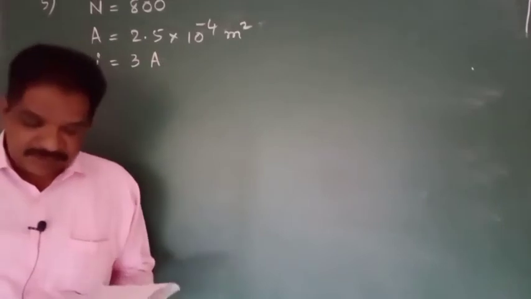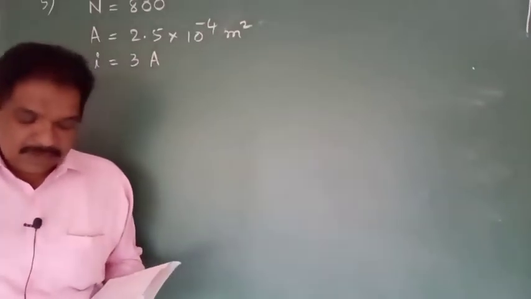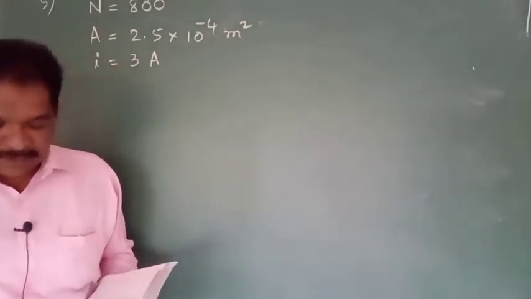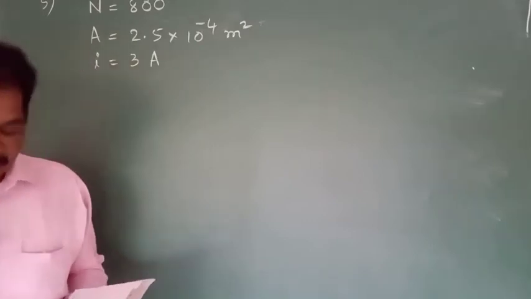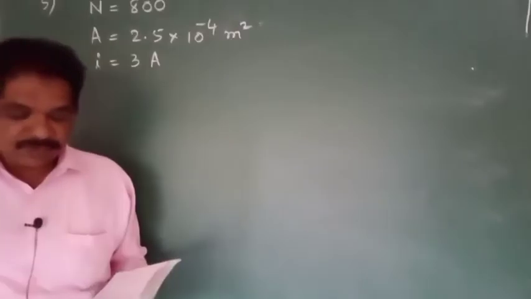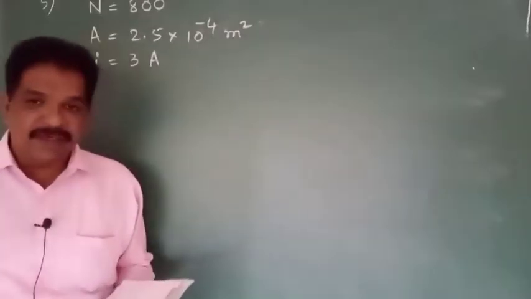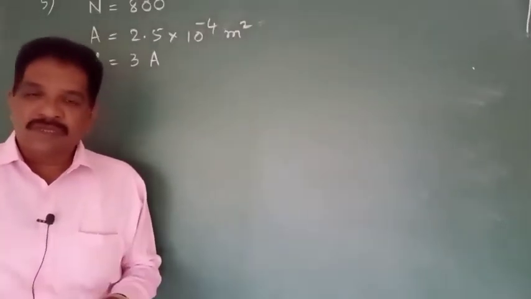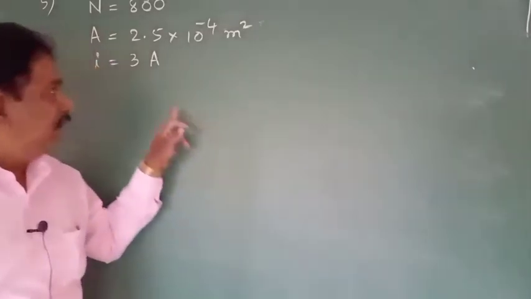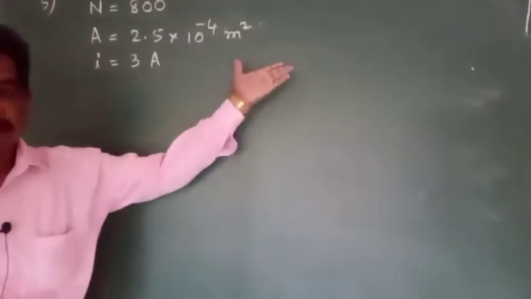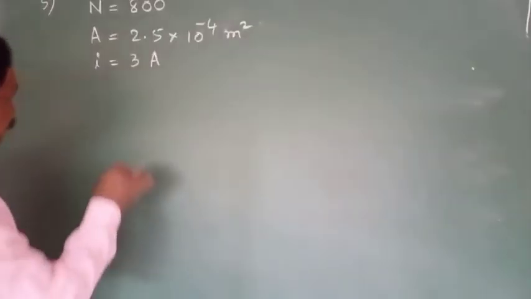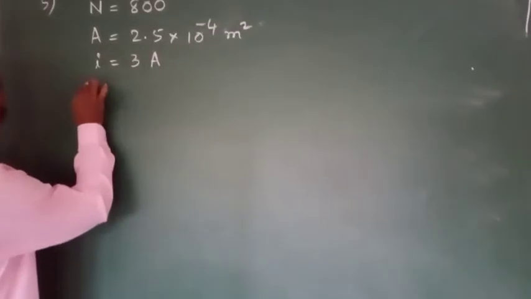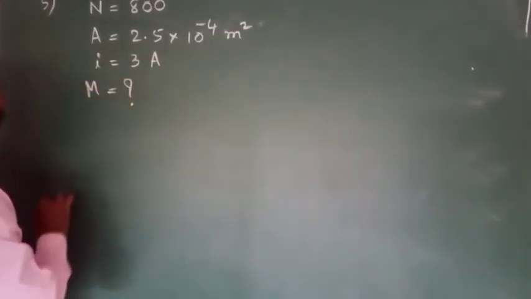Then what they are asking: explain the sense in which the solenoid will act as a bar magnet. What is its associated magnetic moment? So a current carrying solenoid will behave as a magnet. Experimentally it is proved. And what is its magnetic moment?